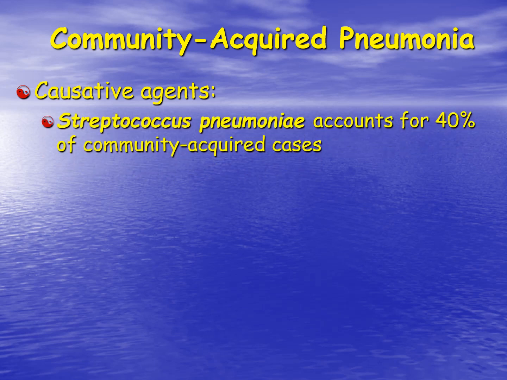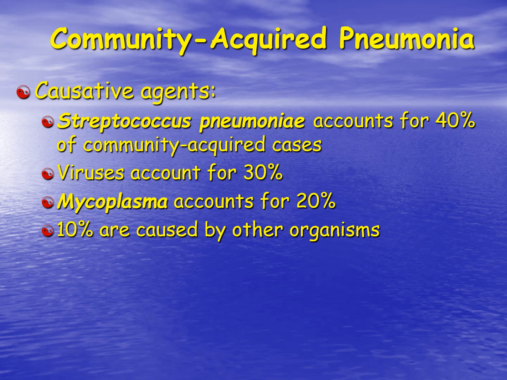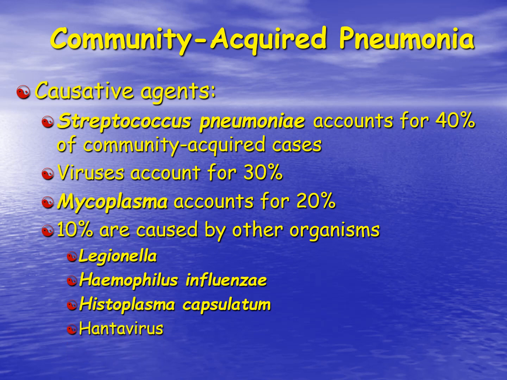Community-acquired pneumonias oftentimes are the result of Streptococcus pneumoniae, which accounts for about 40% of all community-acquired pneumonias, and another 30% are viral in origin. Mycoplasma pneumoniae, which is the walking pneumonia causing the atypical pneumonia, will cause another 20%. And then the other 10% are caused by other bacteria or fungi. And these can include things like Legionella, Haemophilus influenzae, Histoplasma capsulatum, hantavirus.